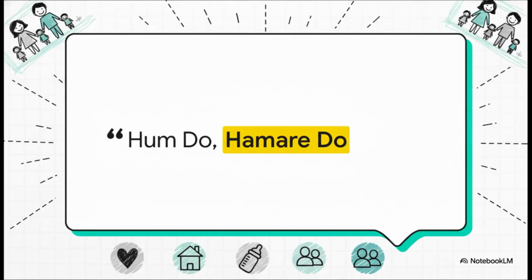So, to deal with this, the government really pushed for awareness. One of the most famous slogans you probably still hear about is Hum Do, Hamara Do, which means we two, our two. This simple message was everywhere, on posters, on TV, just trying to encourage couples to have smaller families, ideally with 2 children, to help stabilize the population.